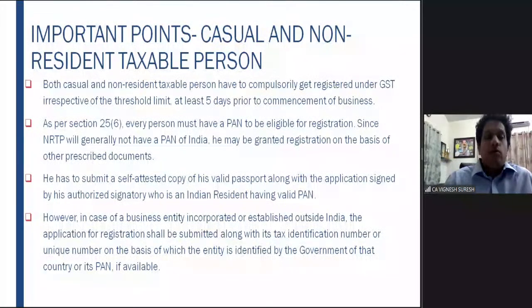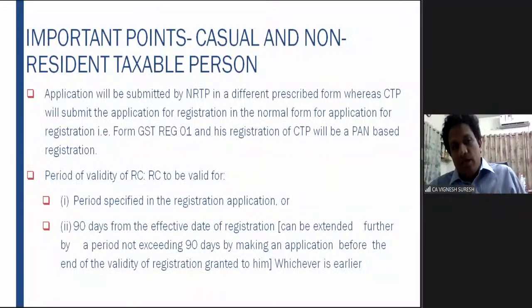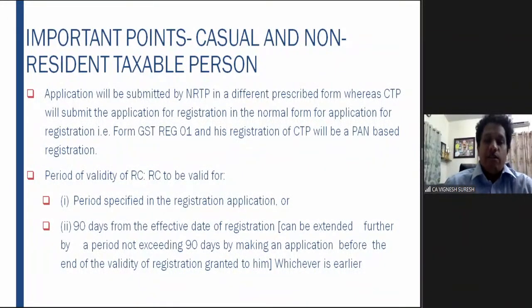So therefore, business outside India, whatever tax number is there, with that it can be filed. Please remember, the format for application of registration for casual taxable person is the same as the regular person, that is form REG 01, whereas in non-resident taxable person, it is a different form. Period of validity of the registration is the period which is given in the registration application or 90 days from the effective date of registration.